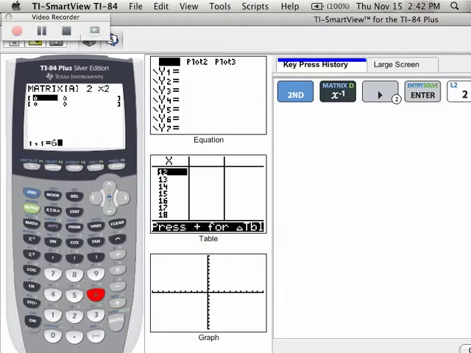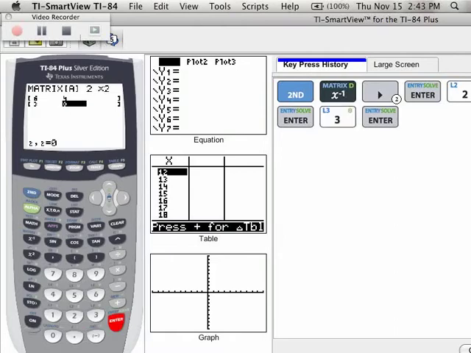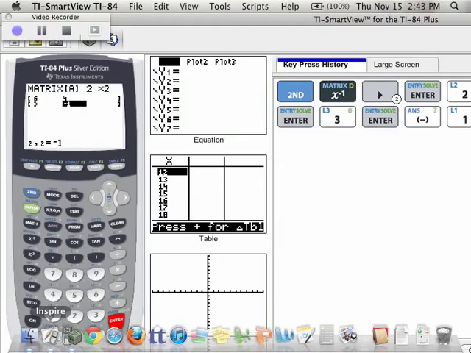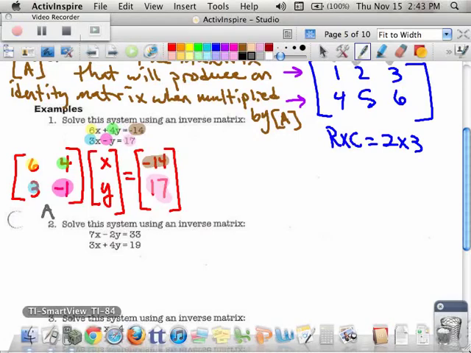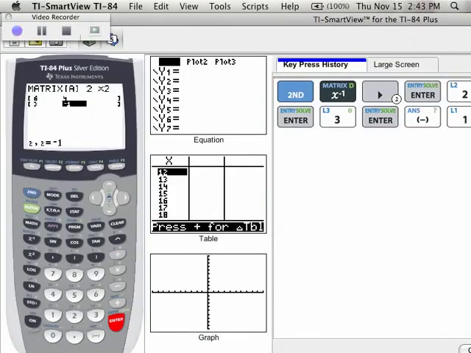The first one was a 6, the next was a 4, the next was a 3, and the next was a -1. I enter in all those. Now this is called matrix A. If I go back to my notes, I want to remember that this matrix is called matrix A. Then I go back to my calculator, and the numbers on the right-hand side I'm going to enter in matrix B. So I go second, matrix, arrow over to edit again, but this time I want to work with matrix B.